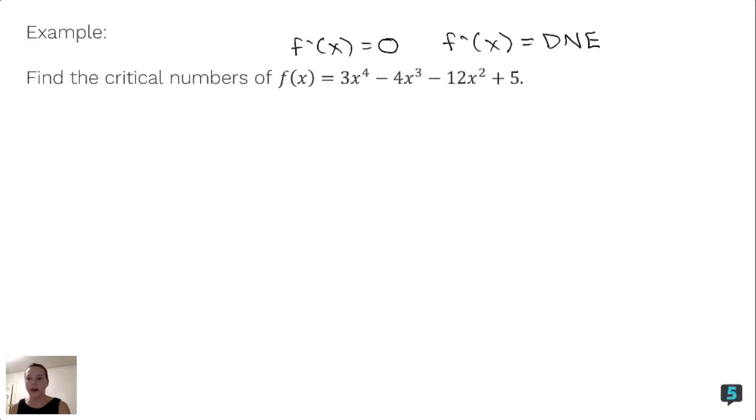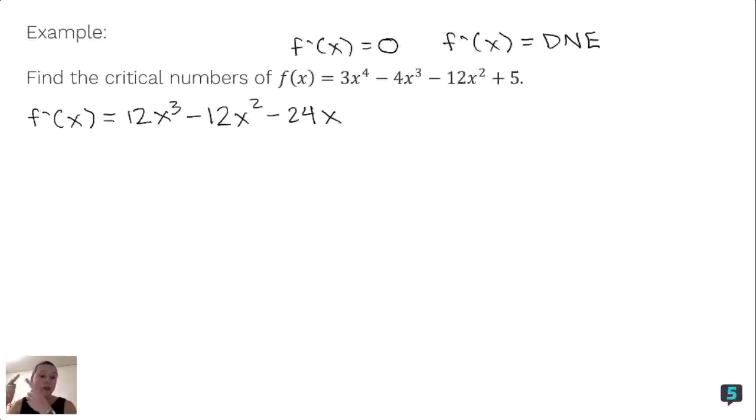Awesome. All right, so f prime of x, as you guys just told me, is equal to 12x cubed minus 12x squared minus 24x. Now, again, we're looking for two things here. We're looking for when f prime of x equals 0, and we're looking for when f prime of x does not exist. Let's talk about when f prime of x does not exist first.